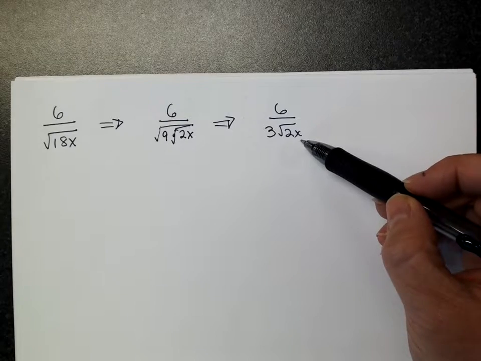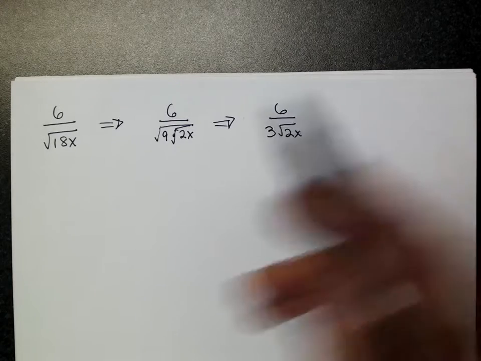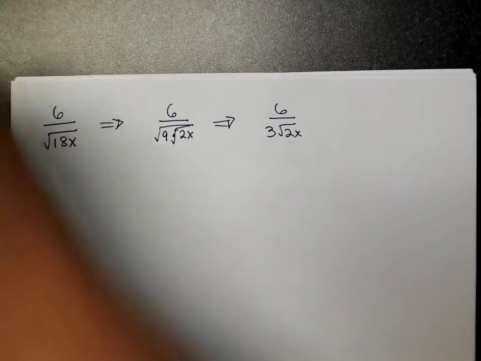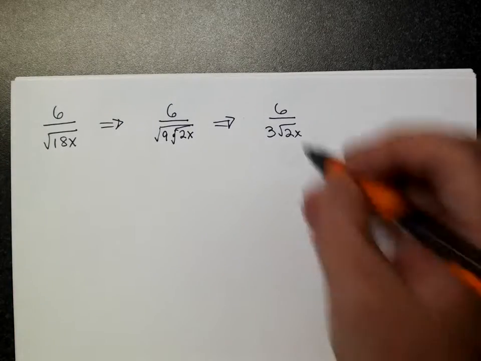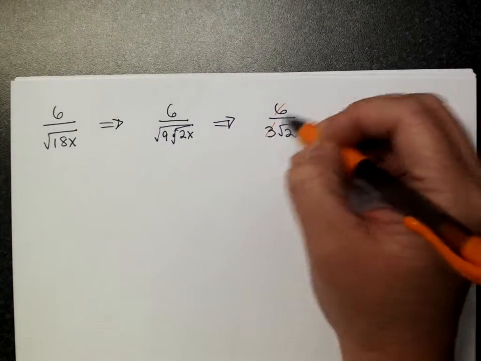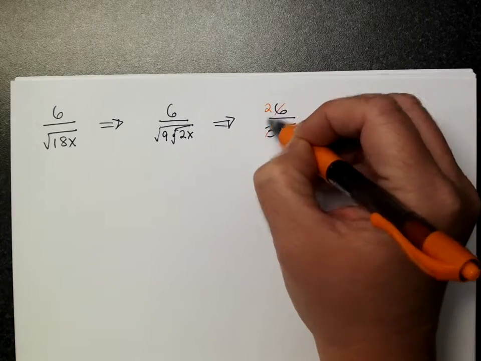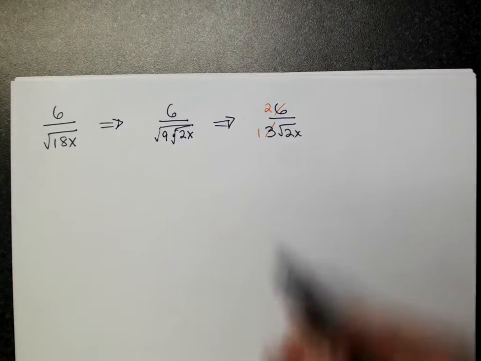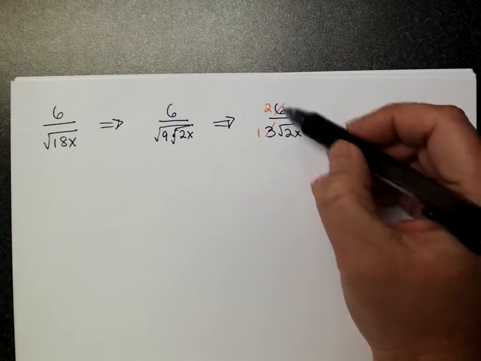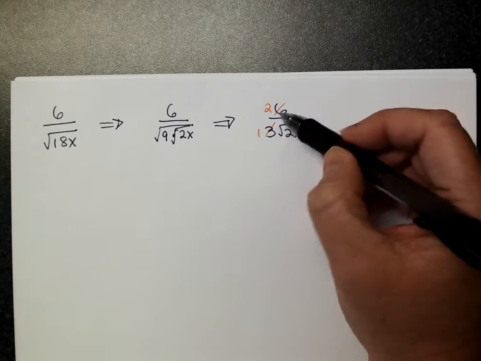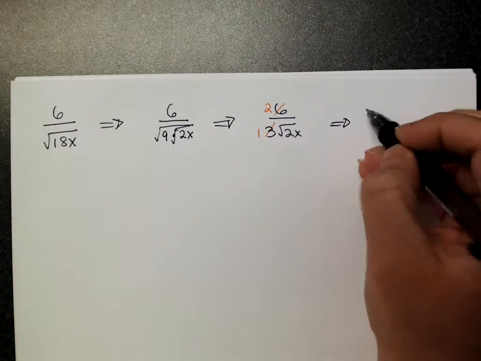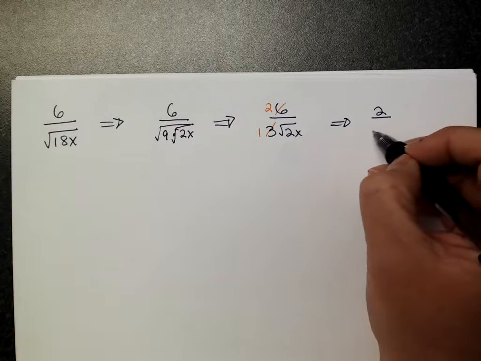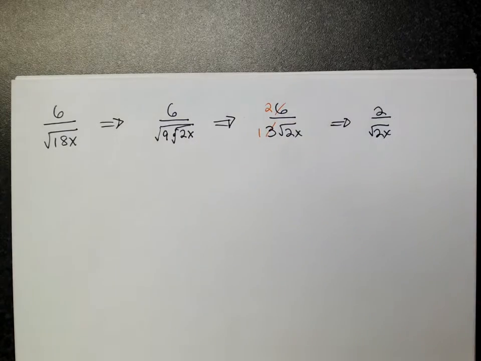What's something I could do to clean up a little bit more, though, even before I do that? I don't have to do it right now. I could do it at the end, but it's a good idea to clean things up as much as possible. 6 over 3 becomes 2 over 1. That's legal because they're both outside. I wouldn't do 6 and 2. 6 and 3 is fine, giving me 2 on top and a square root of 2x on the bottom.